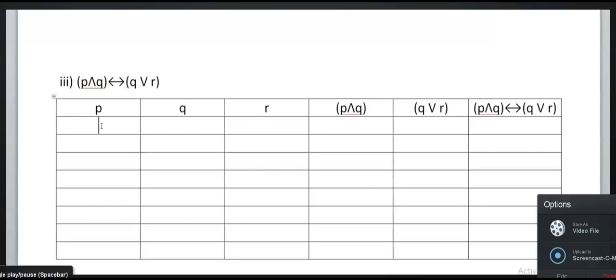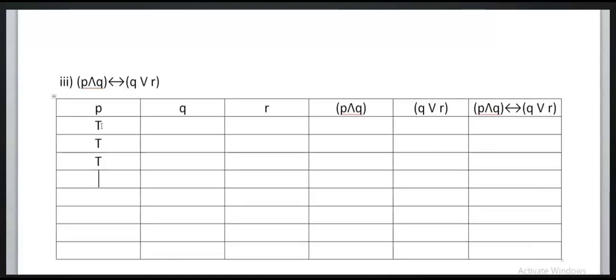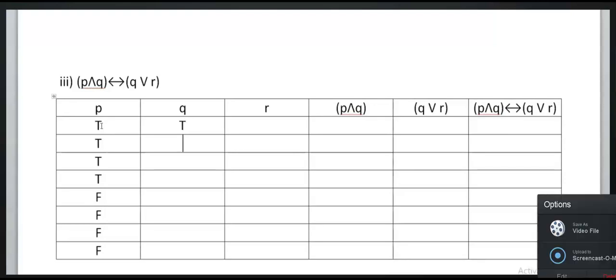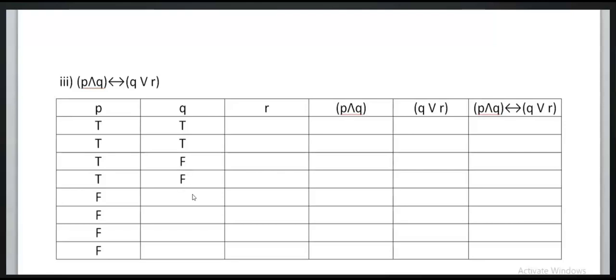Now see this here. First, P is four T, four F. Next is Q: double T, double F, double T, double F. What about R? R is TF.